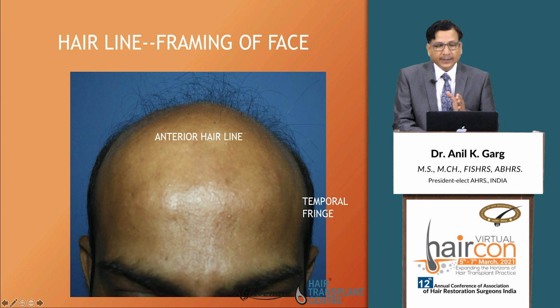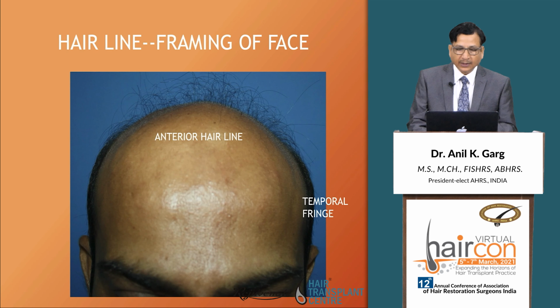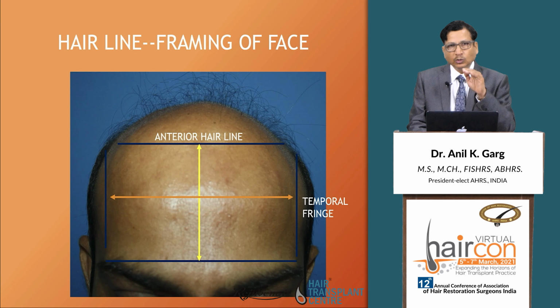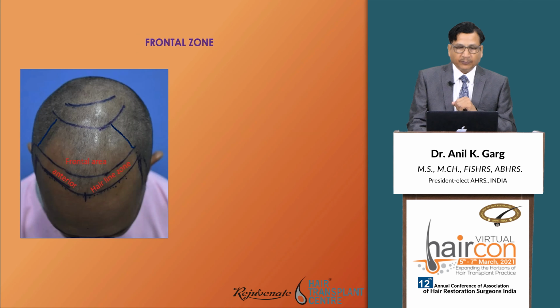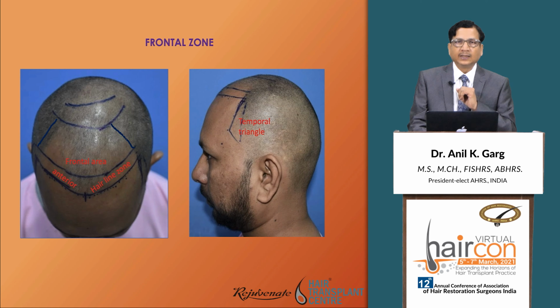So the hairline basically does the framing of the face. The vertical framing is by the anterior hairline and the horizontal framing is by the temporal fringe, and both are needed. The frontal zone includes the frontal area, anterior hairline and also the temporal triangle. This needs reconstruction as well.